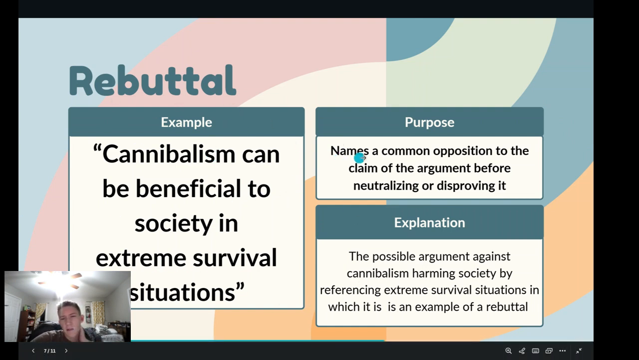And the purpose here is to name a common opposition to the claim of the argument before you neutralize or disprove it. Otherwise, that'll be left wide open, and somebody can pick apart your argument using these rebuttals.